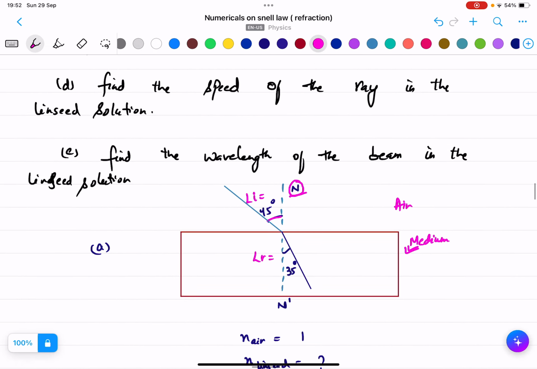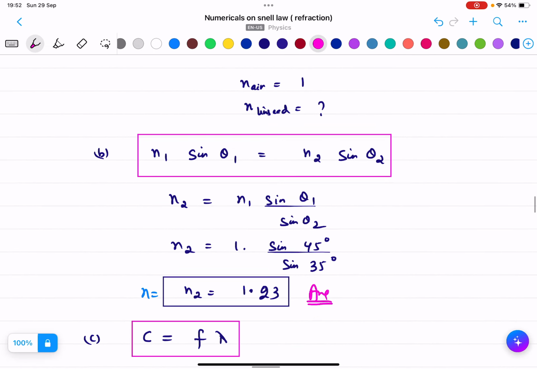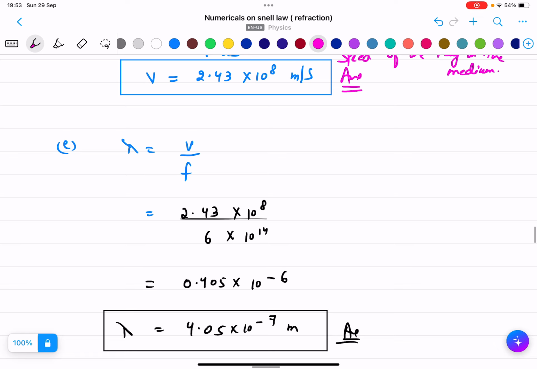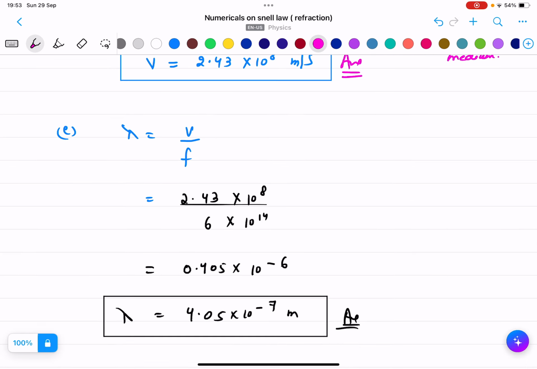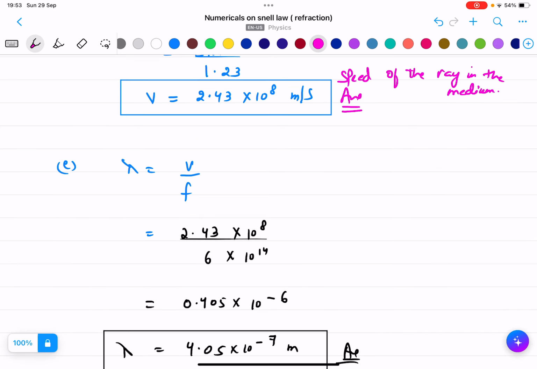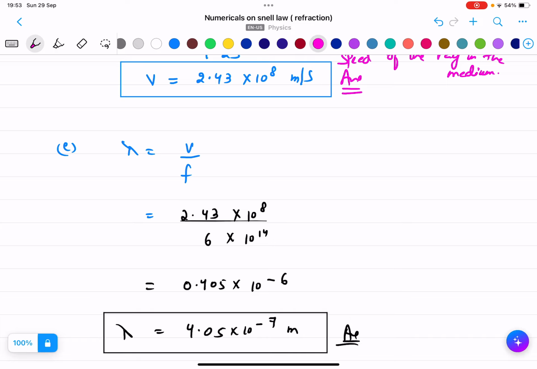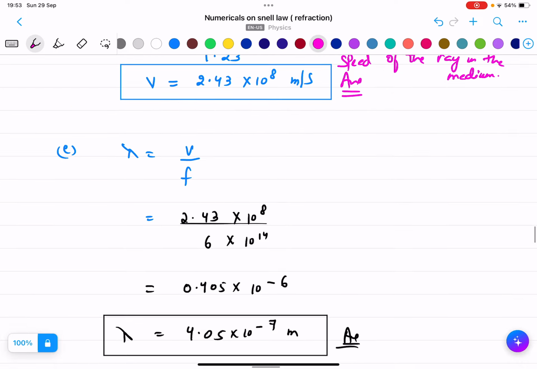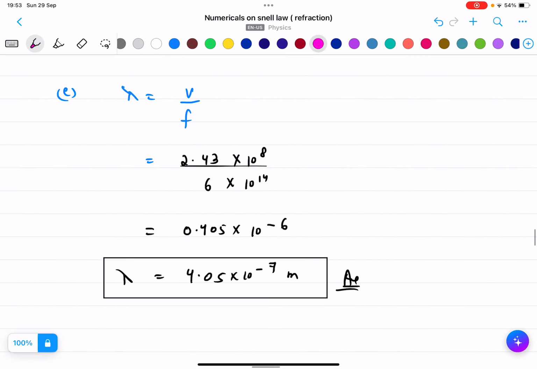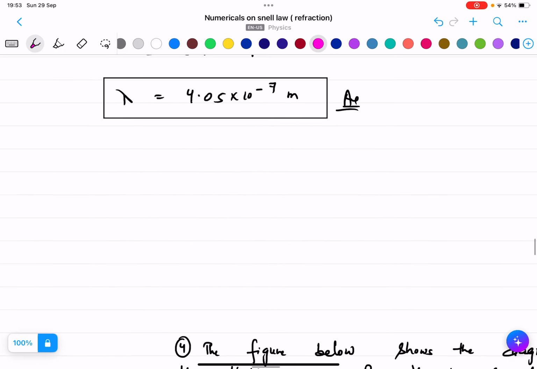And the last one, E part, find the wavelength of the beam in the linseed solution. So lambda equals v by f, simple formula, and then we will put the values. v equals 2.43, which we found now in the D part, and f equals 6 into 10 to the power 14, which we found here. We put the values and we find the lambda, 4.05 into 10 to the power minus 7 meter. Please check the calculations because I have solved by myself, so please check all the calculations.